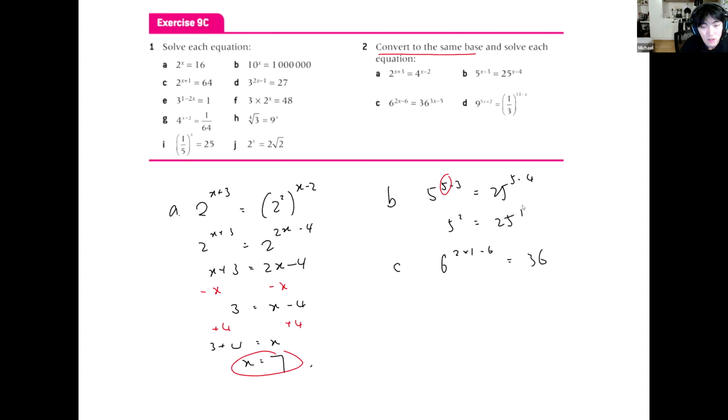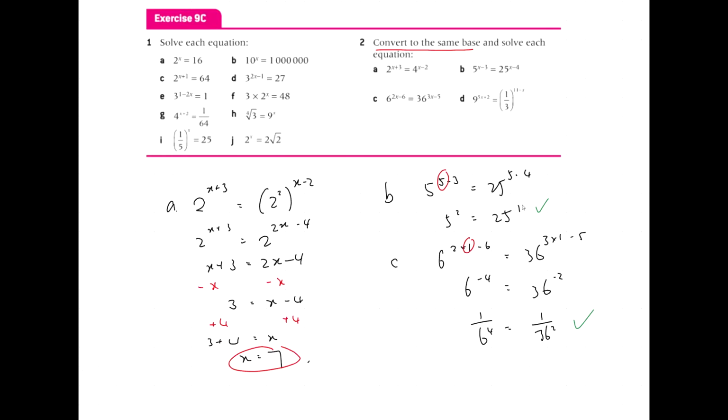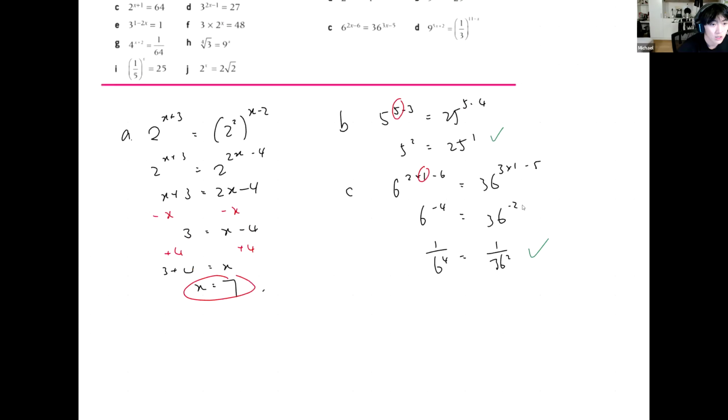3 times 1 minus 5. So we're saying this to the power of negative 4 is 36 to the power of negative 2. Oh, that is correct. Okay, this 1 to the power of 6, 4 equals 1 to the power of 36 squared. That's correct. So yes, 1 is correct. Hannah, you got 1 as well? Yeah? Good job. For D, what did you guys get?